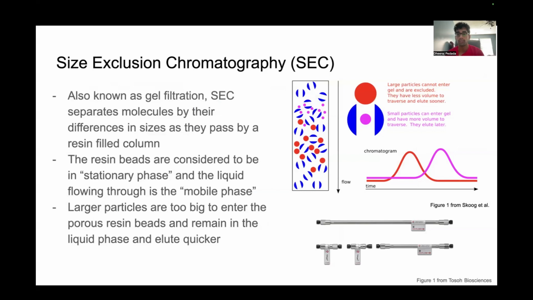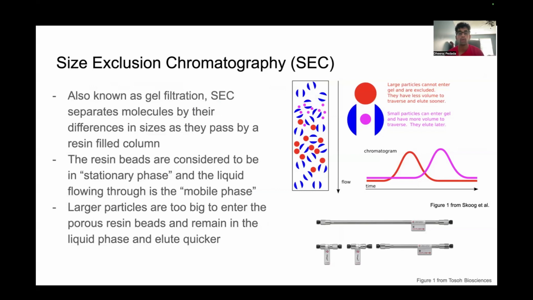But compared to these red particles, these pink particles can enter these porous resin beads. So they end up in the stationary phase for a longer time, and essentially, they elute later because they have more volume to traverse. And I also wanted to put a picture of size exclusion chromatography columns you would see in a laboratory setting, where you can see that they differ in sizes and lengths, which depends on the types of particles you're trying to separate.